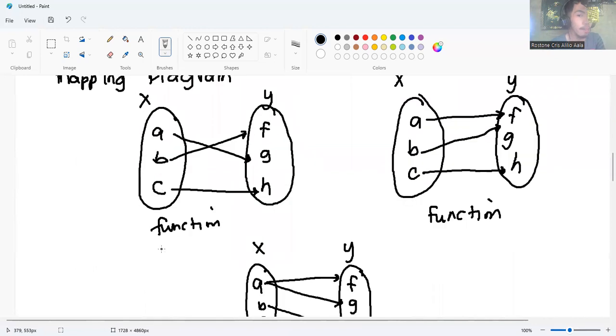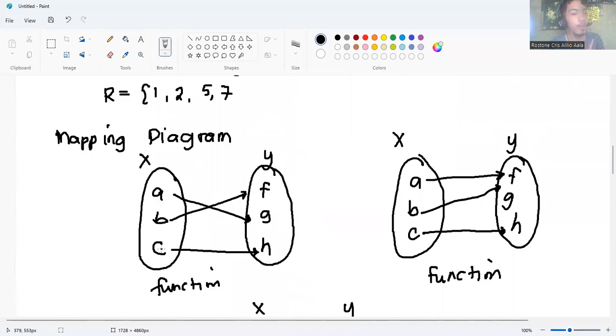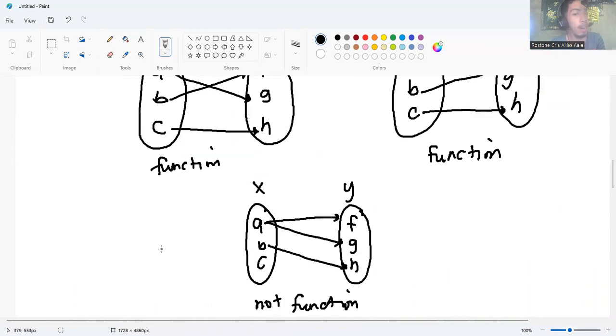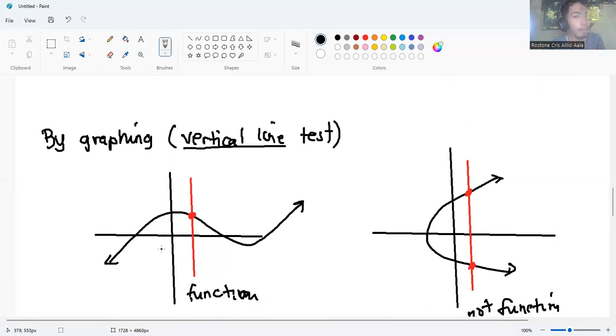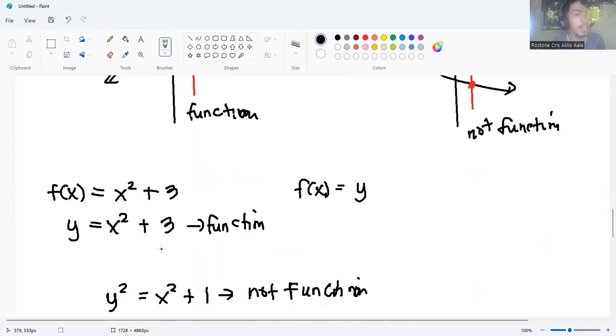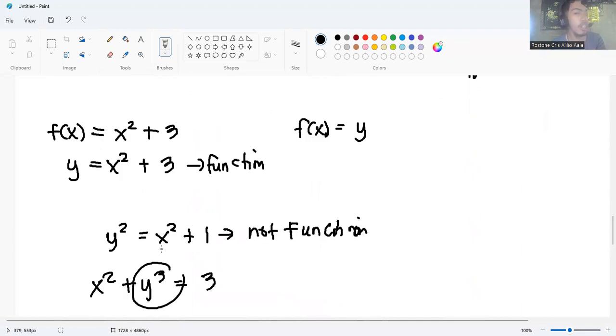So, sa mapping diagram, nalalaman natin na function kapag yung bawat x or bawat domain ay isa lang ang partner. By graphing, dapat pag nag-drawing ka daw ng vertical line, isang beses lang ito mag-i-intersect sa graph. At sa equation naman or sa ating function notation, dapat ang y ay linear. Hindi siya pwedeng maging squared, hindi siya pwedeng maging cube, hindi pwedeng maging to the fourth and so on. So doon natin nalalaman yung ating function. So now, we learn on how to deal with function and relation.